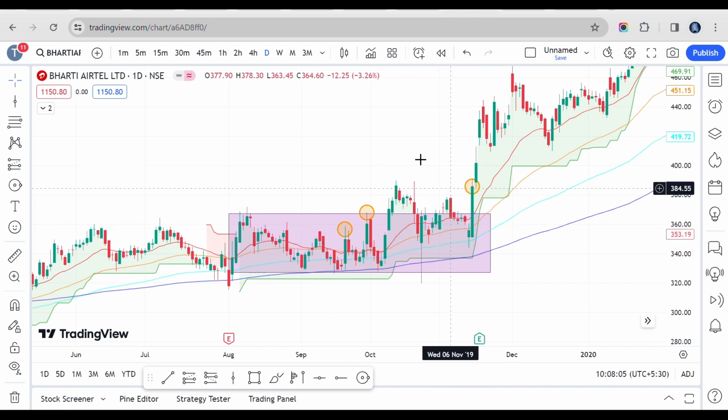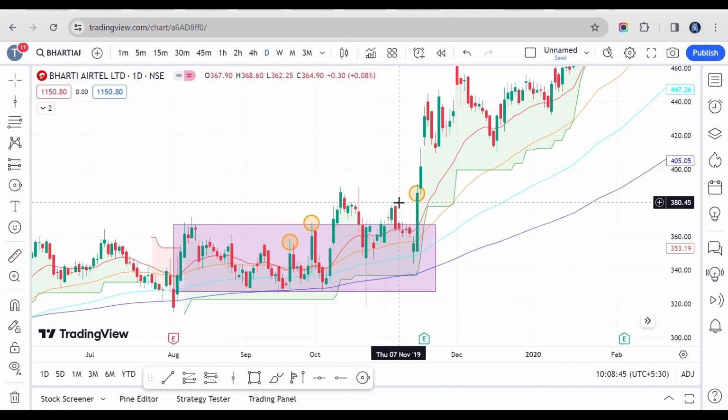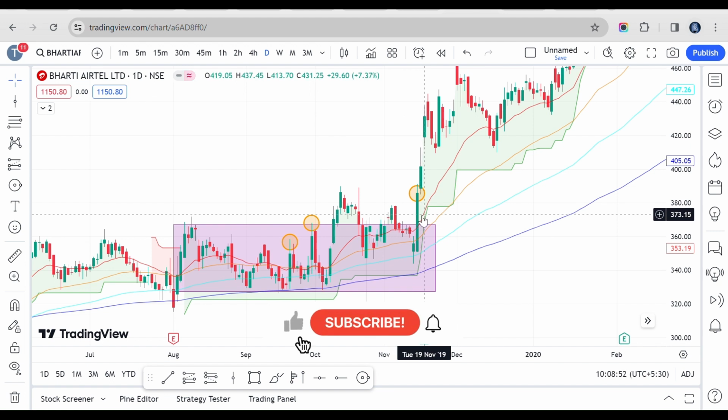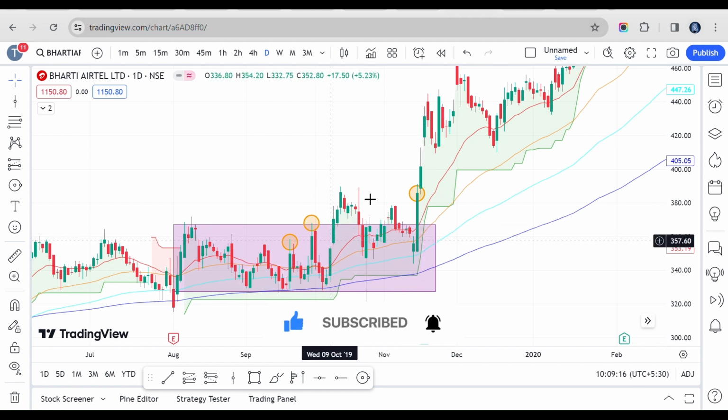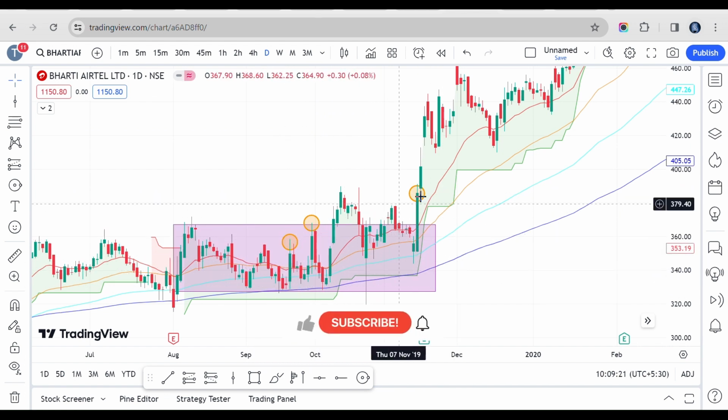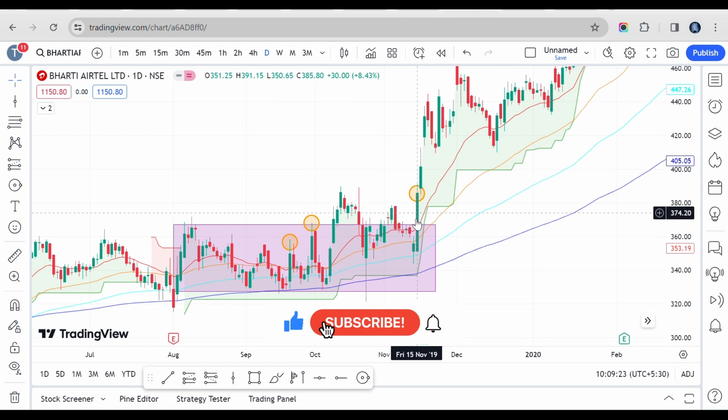uptrend rally. And the third point you need to check when buying is that we want a strong green candle to close above this 20 EMA, that means this red line. And see, all these circled candlesticks are closing above the 20 EMA, and this candlestick formation is also very big and it is closing very strong.